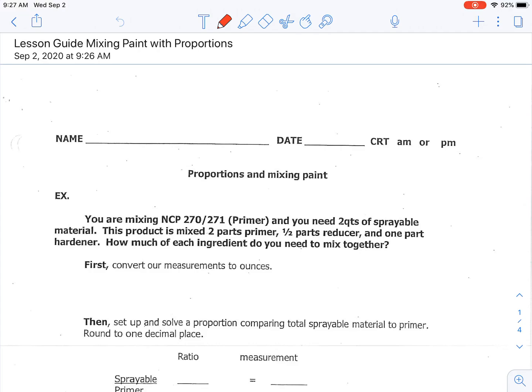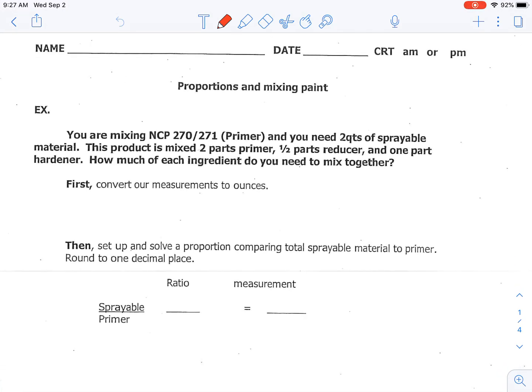This example says you're mixing NCP 270-271. You need 2 quarts of sprayable material. I made up the mixing ratio, so that's not the exact mixing ratio, but you need 2 parts primer, half part of reducer, 1 part hardener. How much of each ingredient do you need to mix together?